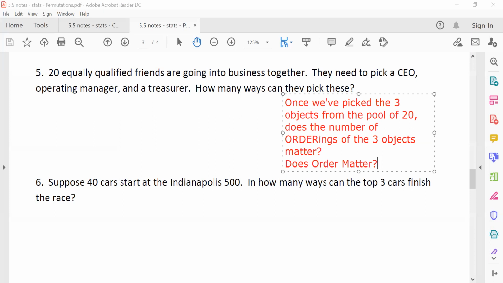Well, let's think about it. Once you've chosen the three people, then you've got to put them into a group consisting of CEO, operating manager, and treasurer. CEO, operating manager, treasurer.